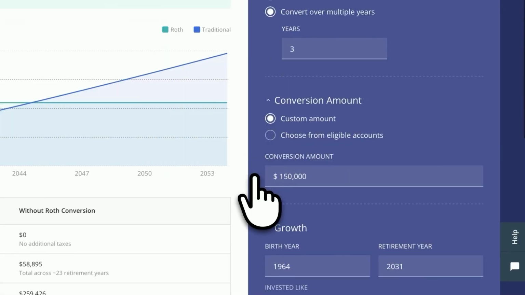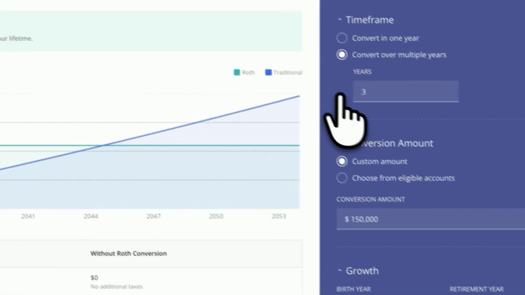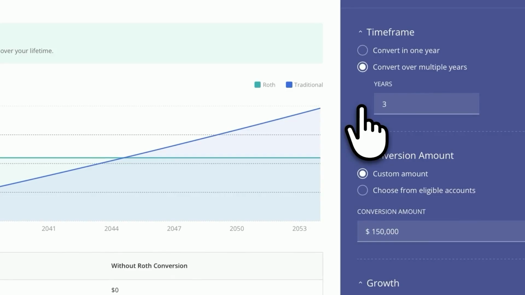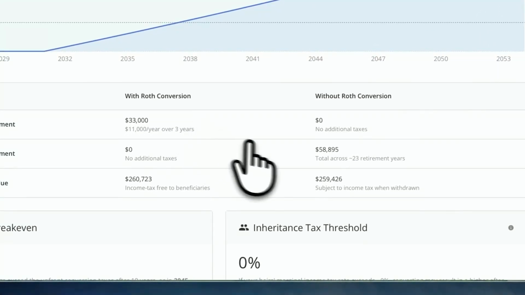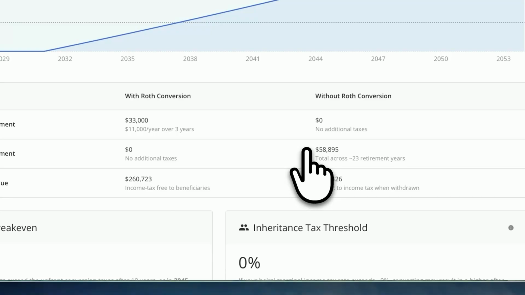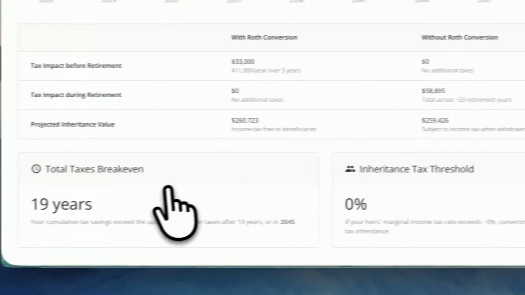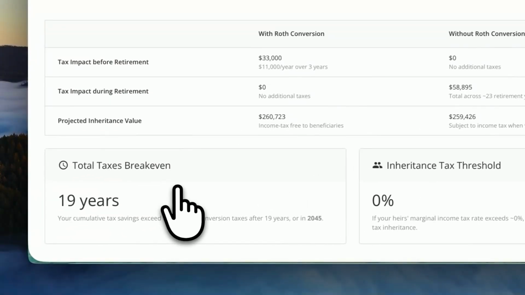I pick how much to convert. We can do a lump sum this year or spread it across multiple years. The calculator immediately gives me 3 numbers: what it costs her today, what it saves her in retirement, and when she breaks even. That last number is the catalyst moment where she understands what a conversion means for her.